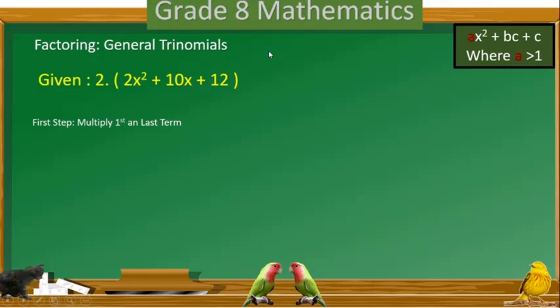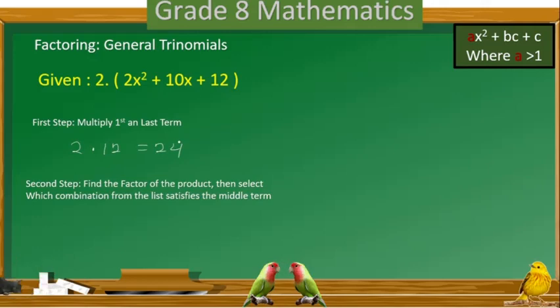So as usual, you multiply the first and the last term. 2 times 12 equals 24. Then you look for the factors of 24 that, when you add them, equal 10. So the factors of 24 are 2 times 12, then 3 times 8, and 4 times 6.